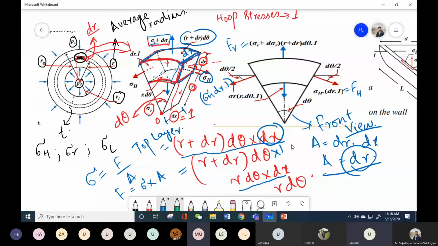Sir, could you please once again explain the difference? Sir, yes. Please explain the internal and external radius once again.